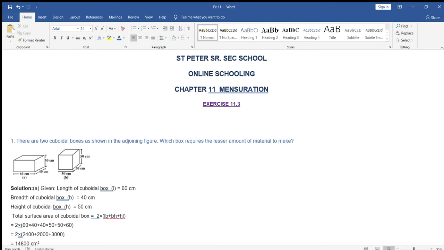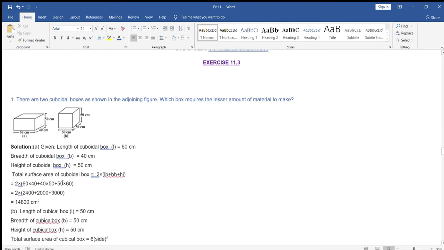Question number first is, just see the diagram. Two boxes are given and we have to find which box requires the lesser amount of material to make. So what we have to find out here is the total surface area. The first box is of cuboidal shape, and the second box is of cubical shape.